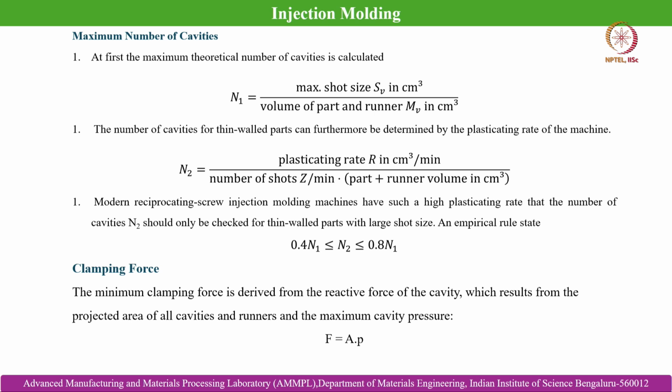So, if the number of cavities is possible, assume the maximum shot size is SB. So, this is the total shot size. Then how much part of it is accommodated for individual cavities? From there we can calculate the number of cavities that can be kept in a multi cavity mold.